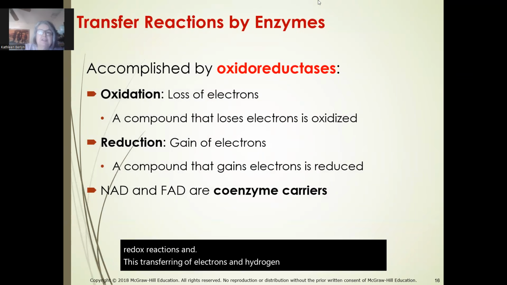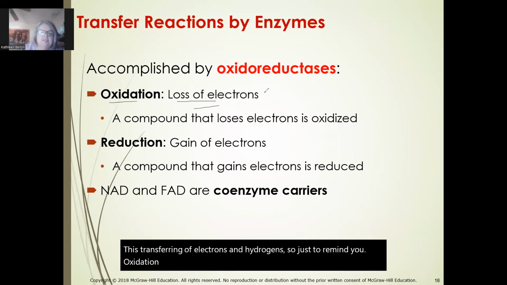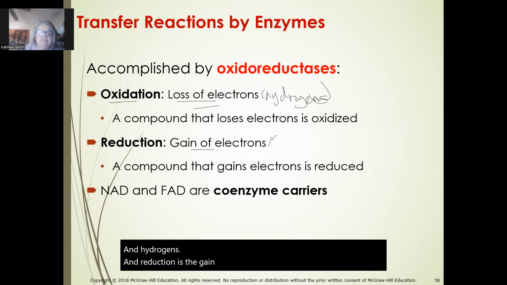So just to remind you, oxidation is a loss of electrons and hydrogens, and reduction is the gain of electrons and hydrogens. So if a compound is losing electrons, we say that it is oxidized. If a compound is gaining electrons, we say it's reduced.